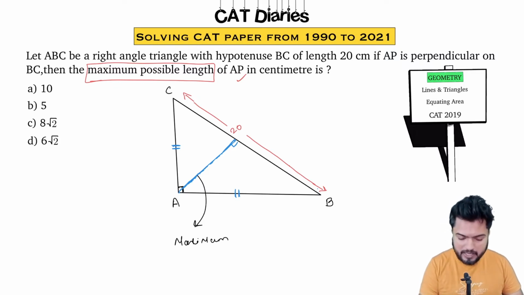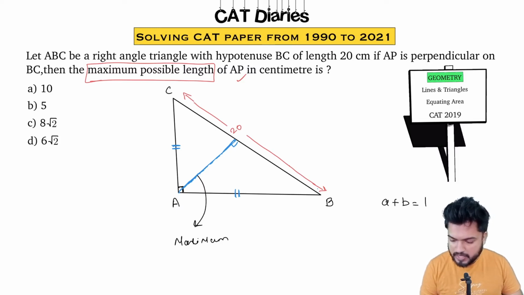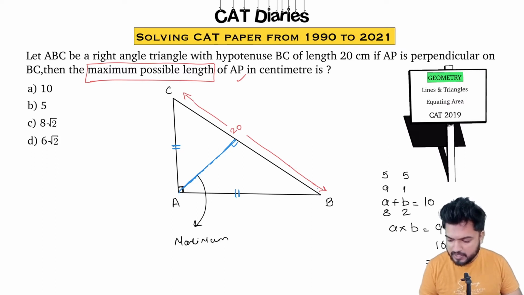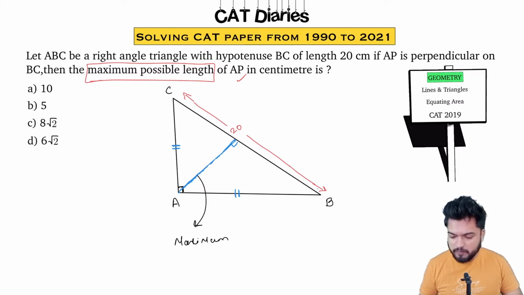Okay, this again comes from the logic that if I say the sum of two numbers is 10, when will their product be maximum? When the numbers are equal. So if I say this is 9, this is 1, 9 into 1 is 9. But if I say this is 8, this is 2, 8 into 2 is 16. But if I say they are equal, this is 5, this is 5, 5 into 5 is 25. Okay, that's where it comes from. So it's the same logic from which this is being derived. So you need to know that AP will be maximum when the triangle is an isosceles triangle.